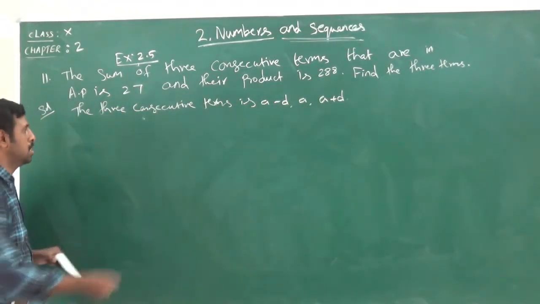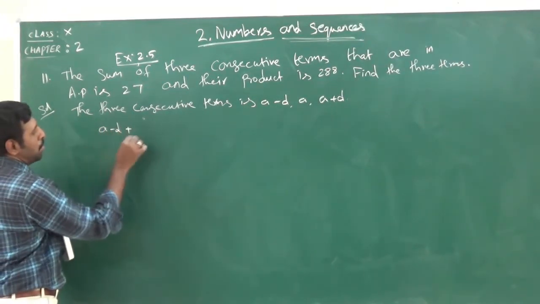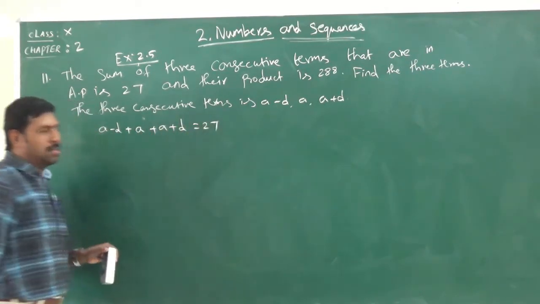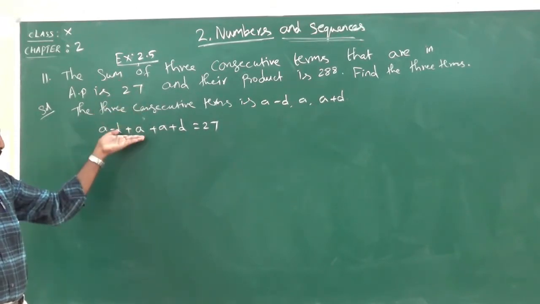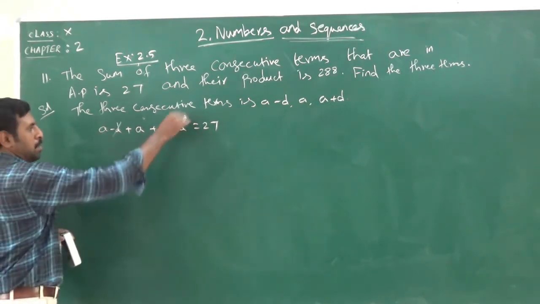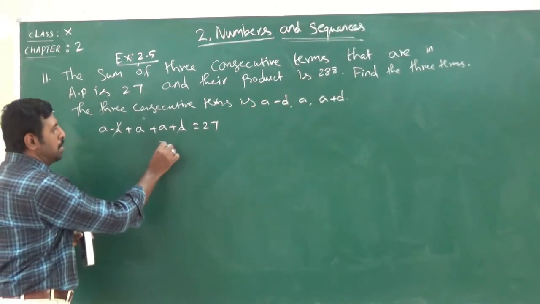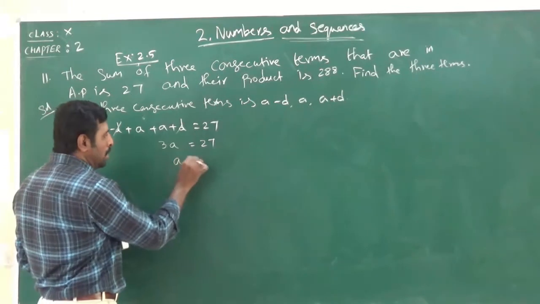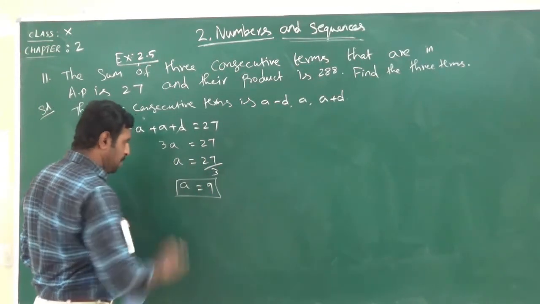So the first condition is the sum of the AP, that is a minus d plus a plus a plus d is equal to 27 by the first condition. The sum of three consecutive terms of AP is 27. So here adding the three terms is equal to 27. Now plus d minus d is cancelled, right? Here a plus a plus a is nothing but 3a is equal to 27. Then we want to find out the a value. a is equal to 27 divided by 3. Then a is equal to 9.